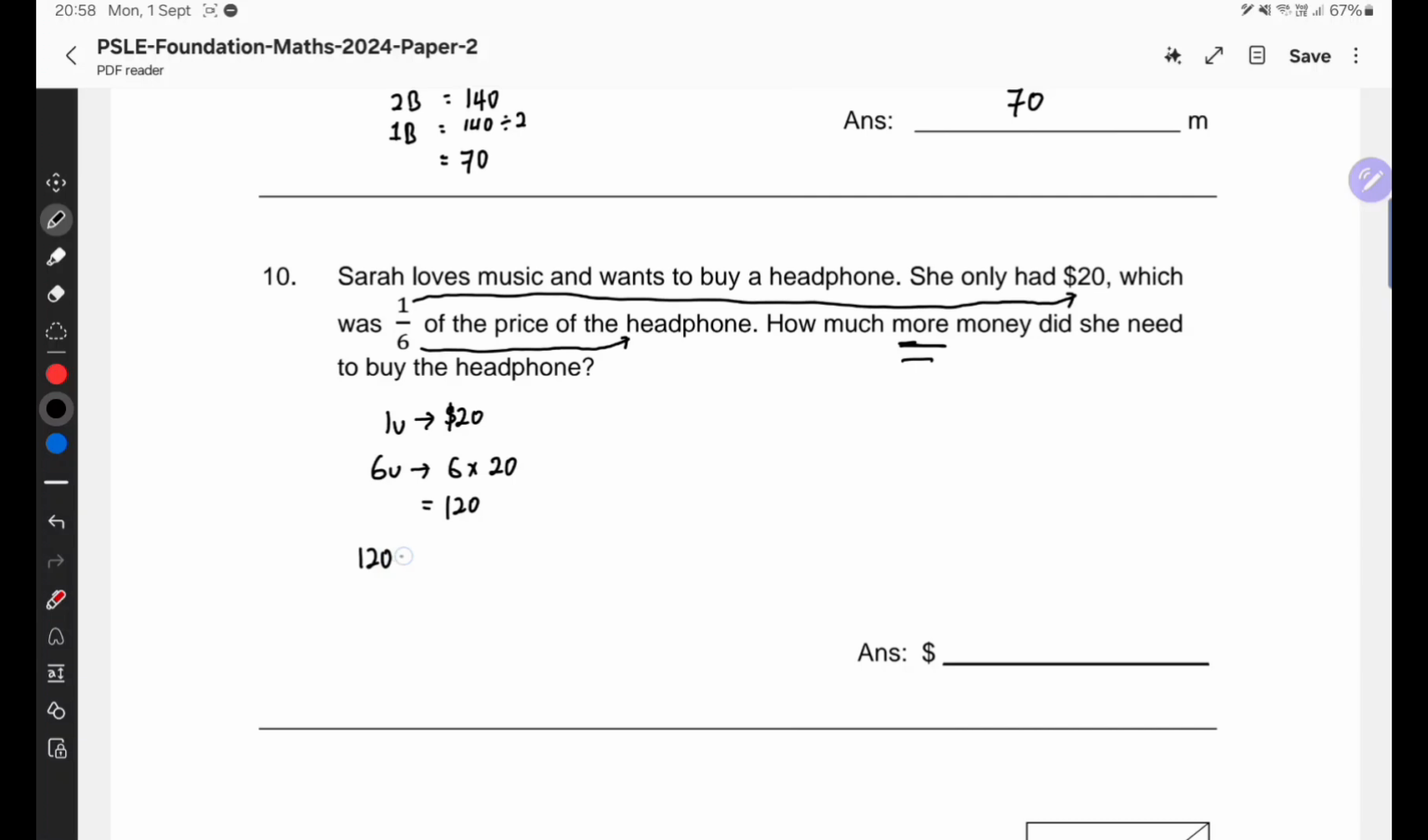And then you take 120 minus away the $20, which is equal to $100. This is the first way we can do this question.